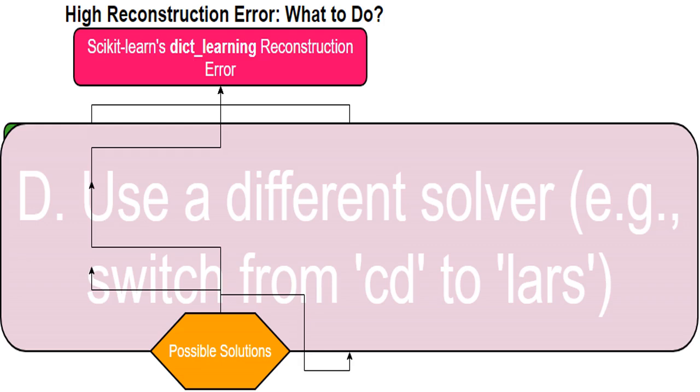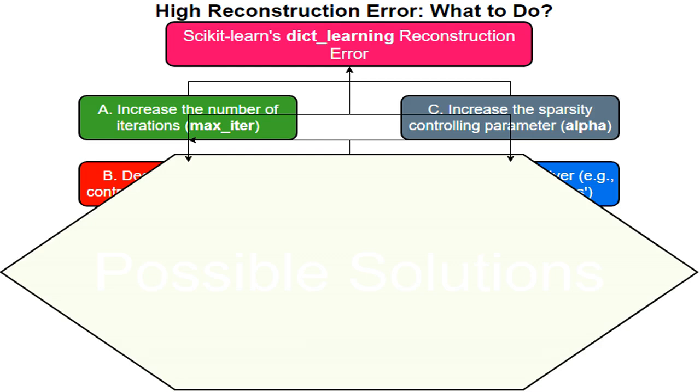Different solvers in Sklearn's dictionary learning work in different ways. Switching solvers might give you a better solution. It's like trying different tools when building something. Some tools are better suited for certain tasks. Based on the analysis, I've found 3 potential solutions to reduce reconstruction error: increasing the number of iterations, decreasing the sparsity parameter, and trying a different solver. These approaches increase the chances to find a better solution.